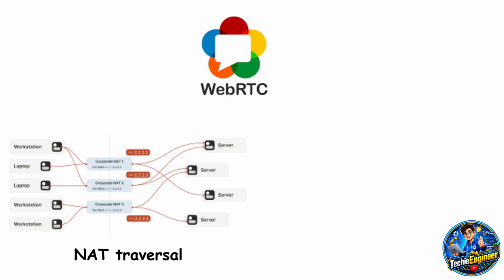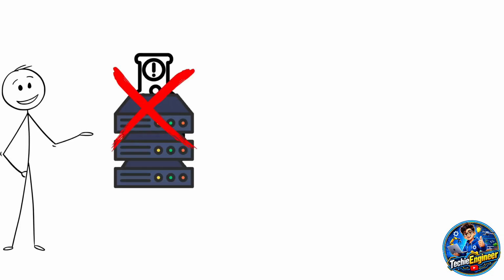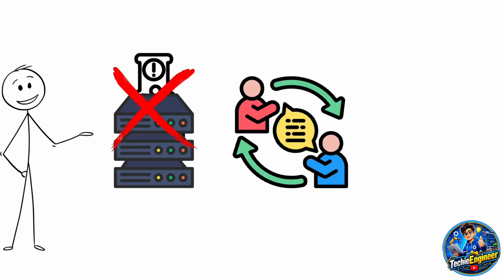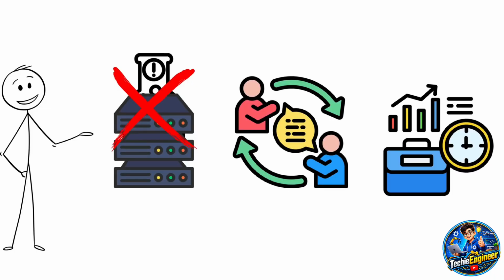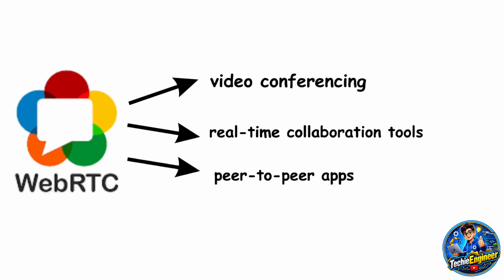Behind the scenes, WebRTC takes care of the messy networking details. It figures out NAT traversal so devices can talk across different networks. It automatically negotiates the best audio and video formats, and it uses adaptive bitrate streaming, which means it constantly adjusts quality depending on your internet speed. The result? No server bottlenecks, faster communication, and smoother real-time experiences. That's why WebRTC is the backbone of modern video conferencing, real-time collaboration tools, and peer-to-peer apps.